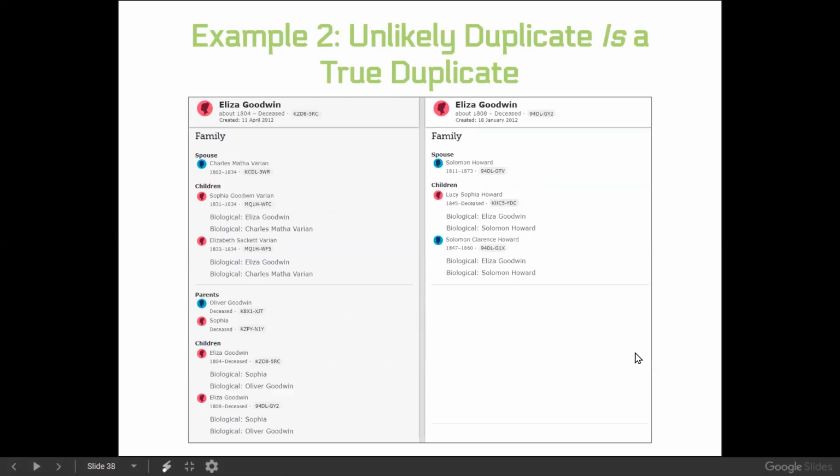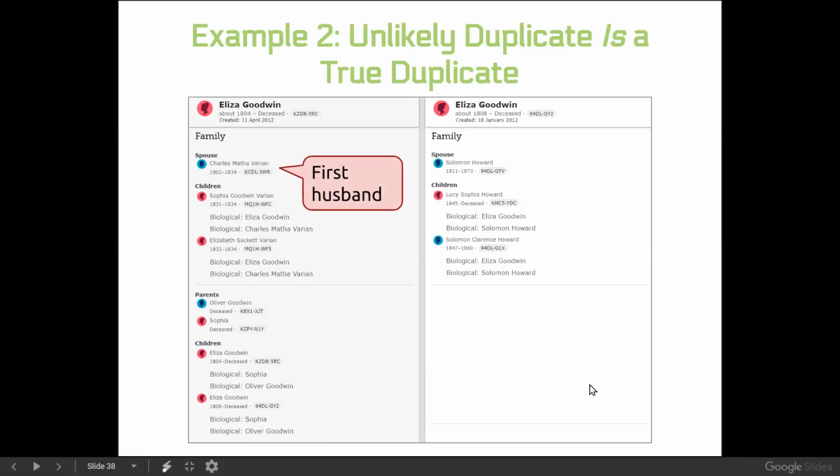Then we get to, and sorry, I couldn't fit it all on the same screen. This is actually part of the same screen, but we scroll down and we see that Eliza Goodman on the right, the record that we are going to keep if we were to do a merge, has a husband of Solomon Howard and children of Lucy and Solomon Clarence. Whereas Eliza on the left has a completely different spouse, completely different children, and completely different parents.